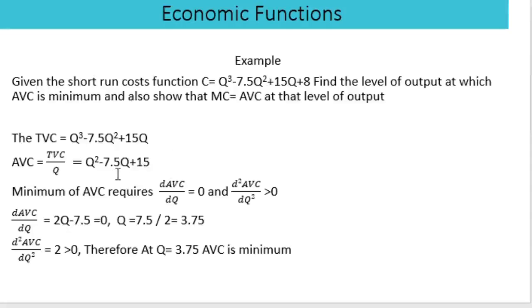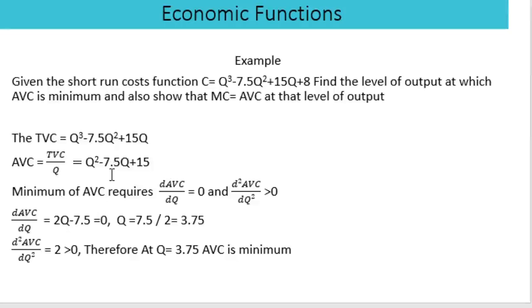Two conditions must be satisfied. Take the first order condition, equate it to 0, find the value of Q. Then see the second order condition, and if it is greater than 0, then the given function, or the AVC, is minimum at this level of output.